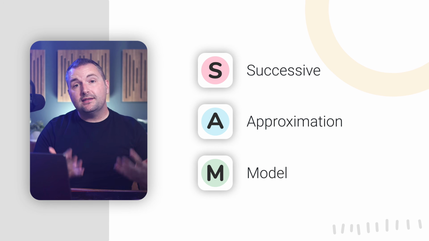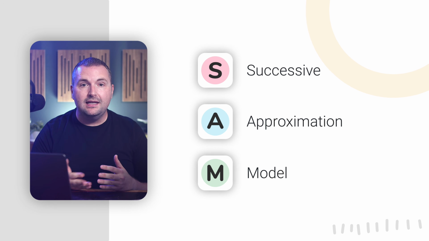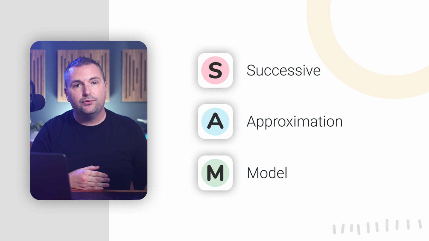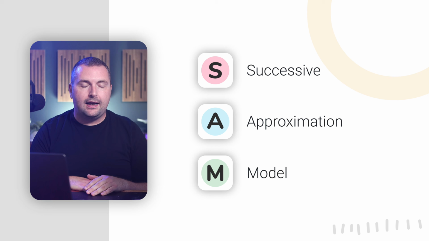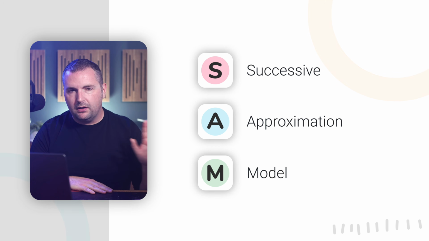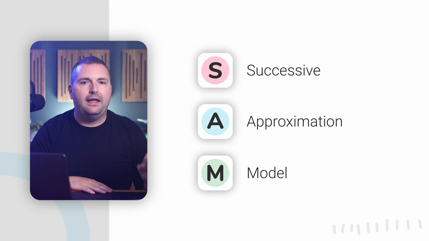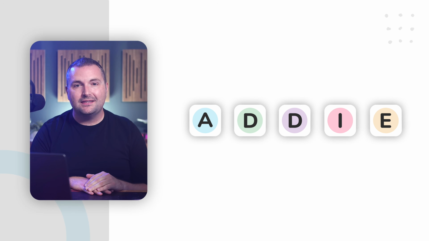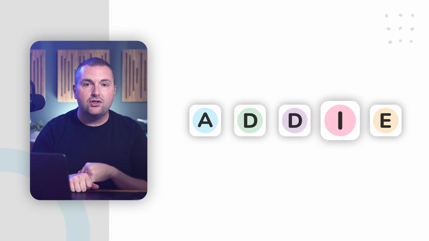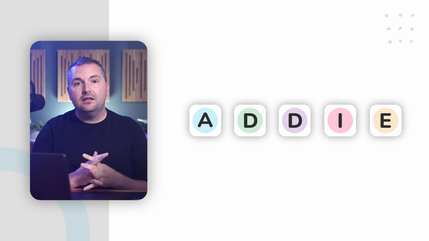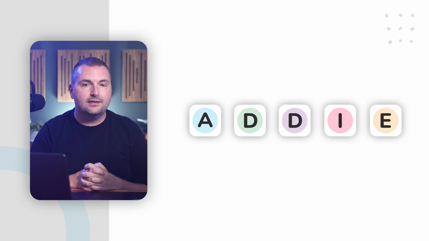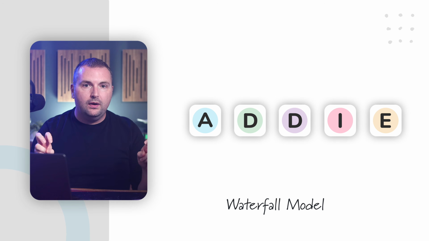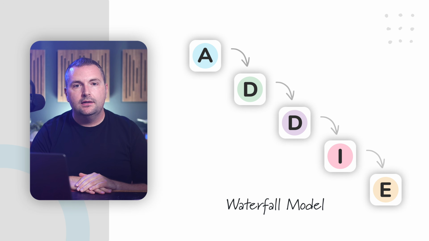And the reason the SAM model was created is because the ADDIE model is usually criticized for its linear approach and lack of flexibility, which we'll talk about in a moment. But what do I mean by that? Well, let's start by revisiting the ADDIE model. If we look at the five stages or steps of the ADDIE model, analysis, design, development, implementation, and evaluation, the ADDIE model is usually compared and criticized as being a waterfall model, where each phase is completed sequentially.